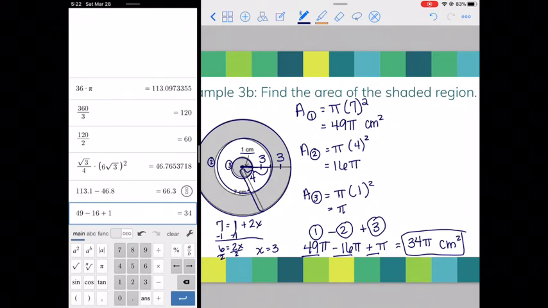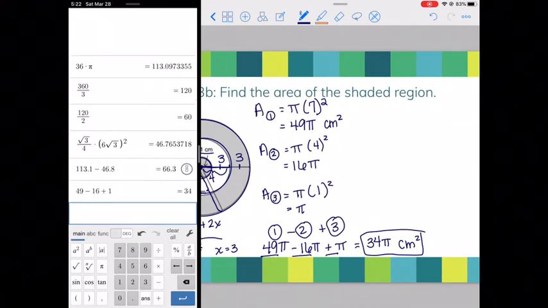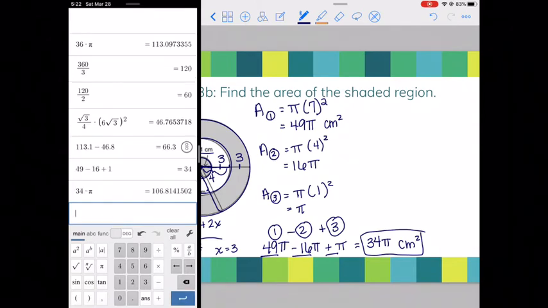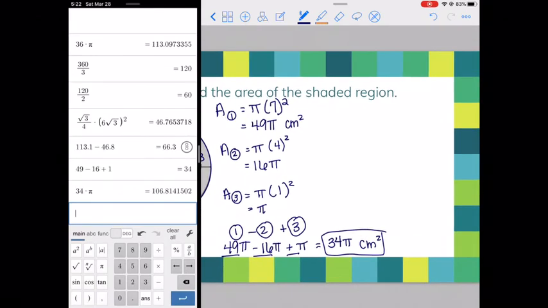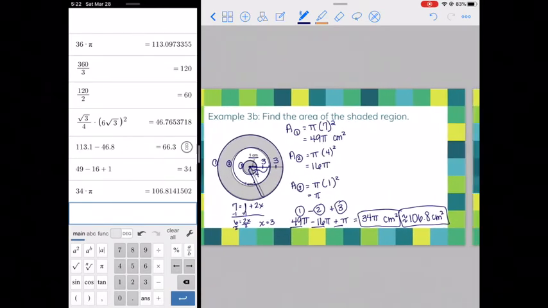Since they all had pi's, I was able to do it that way. If I want to estimate that, I'm going to take 34 times pi, which will be approximately 106.8 square centimeters. So it just depends on how the question is asked.